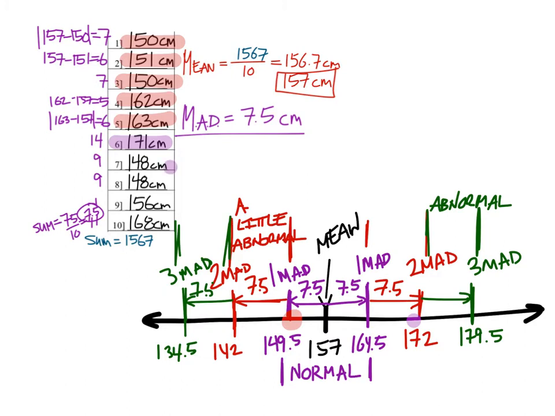148, also, yeah, a little abnormal, right? 156, that's really close to the mean, so that's pretty normal. 168 though, yeah, that would put us about up in here. So that's a little abnormal, okay? So if someone were 200 centimeters tall, not that they are in this class, how normal would we consider that? Pretty abnormal, okay? Because it's well over 3 mean absolute deviations away from the mean.